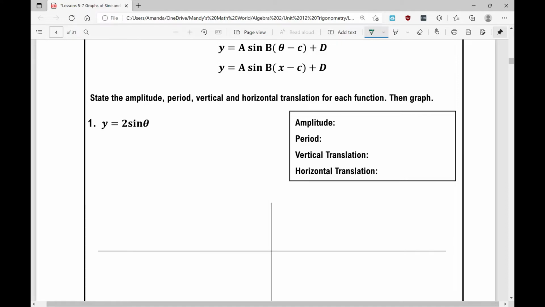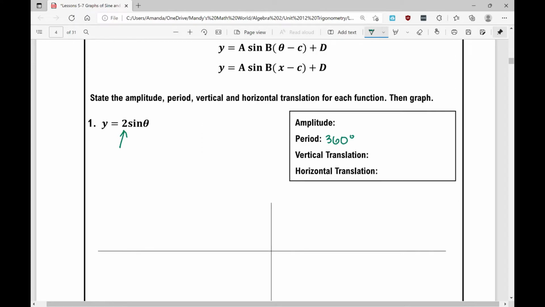In example number 1, you can see that there's a number out in front of sine theta. So the first thing I'm looking at is sine theta. We're going to use degree measures when we're graphing this. Because there's no period changes in today's lesson, what's the period for this particular function? It's going to be 360 degrees.